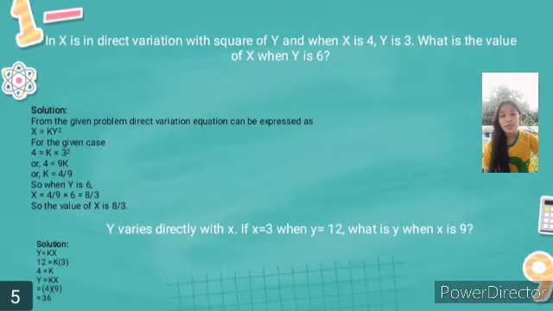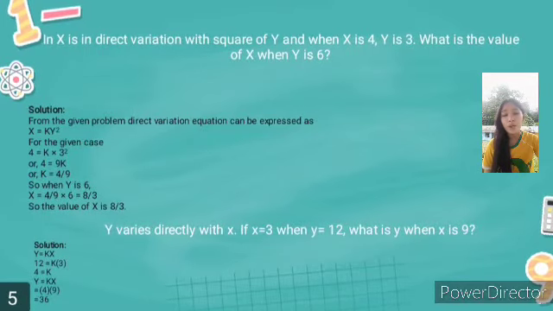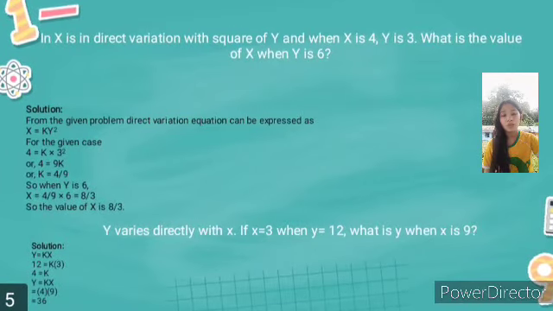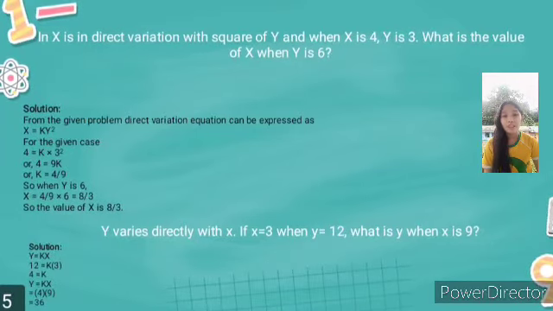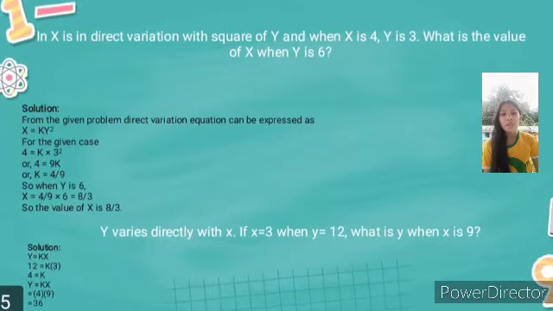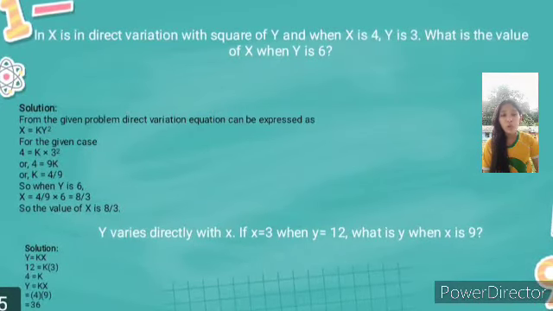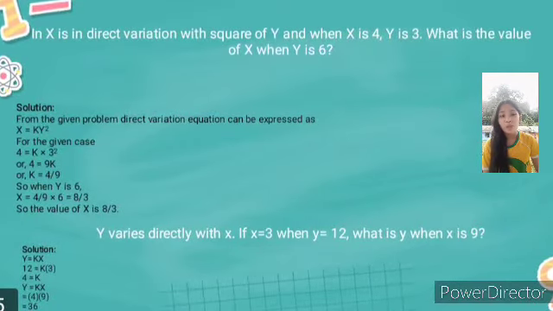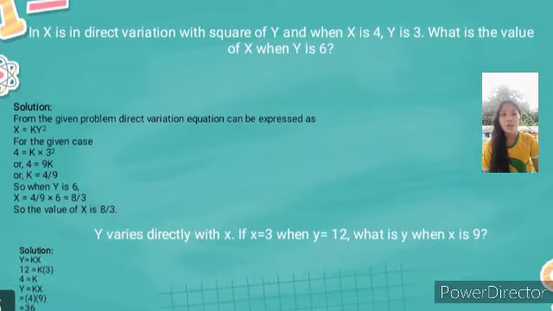Another example: y varies directly with x. If x equals 3 when y equals 12, what is y when x is 9? So, solution: y equals kx, where y is 12, equals k times the value of x, which is 3, so 4 equals k. So, we divide 12 by 3, so it is 4. Then, y equals k times x. So, it becomes 4 times 9. So, the value of y is 36.